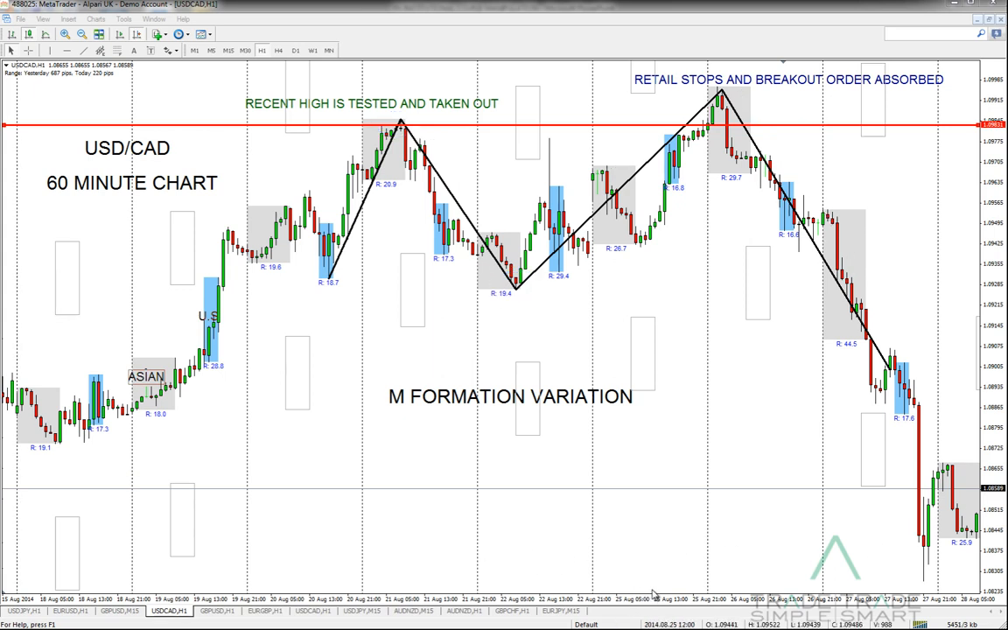Okay, so in the variation, which is very common in all markets and all time frames, we're simply seeing the second leg of the M or W formation take out the most recently set high or low.